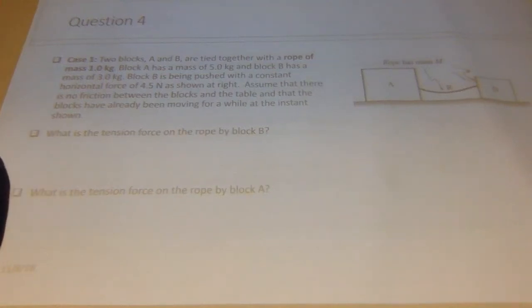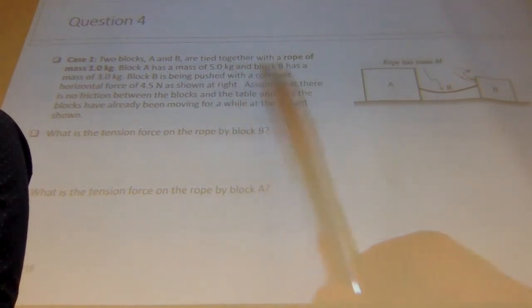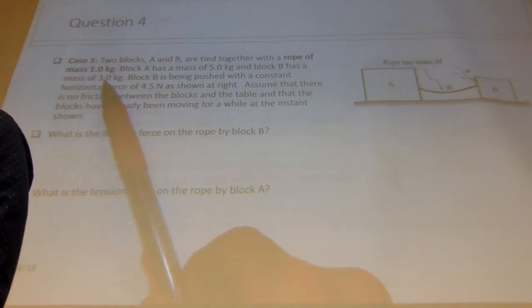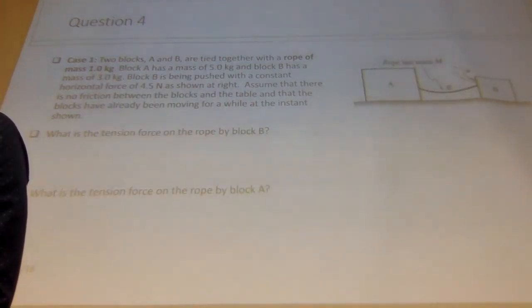A couple of things in this question. I want to use this question to help you with the tension tutorial and also with connected objects. We've got a 1 kilogram rope, a 5 kilogram block, that's 6 kilograms, and a 3 kilogram other block. Sorry, 5 plus 1 plus 3 is 9. So we've got a 9 kilogram system.